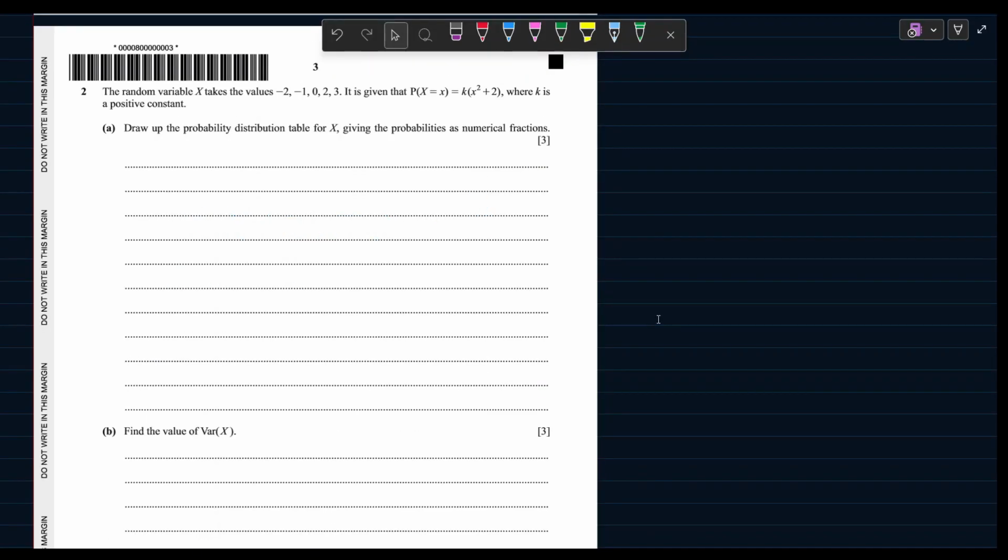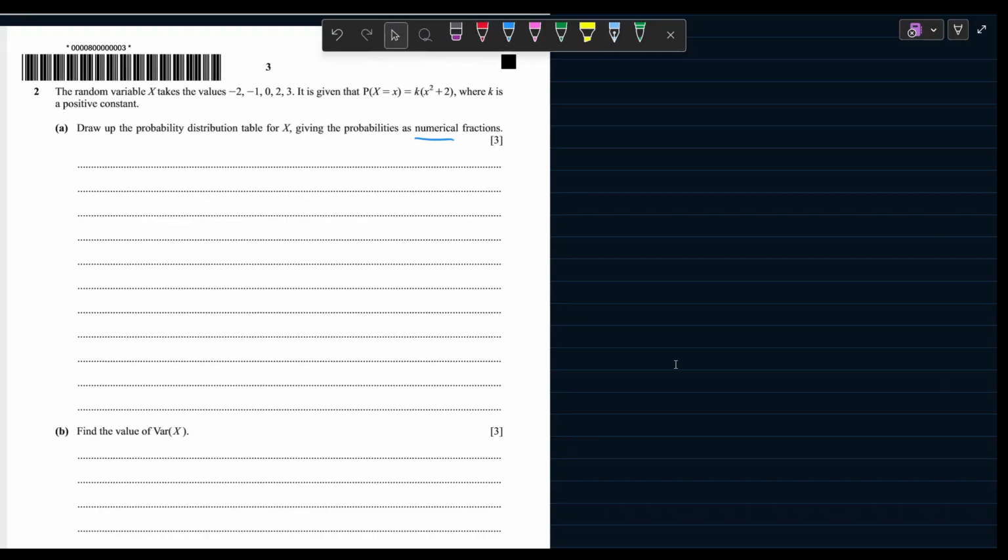Number 2, the random variable x takes the values -2, -1, 0, 2, 3. It is given that P(X = x) is equal to k(x squared plus 2), where k is a positive constant. Part A, draw up the probability distribution table for x, giving the probabilities as numerical fractions.